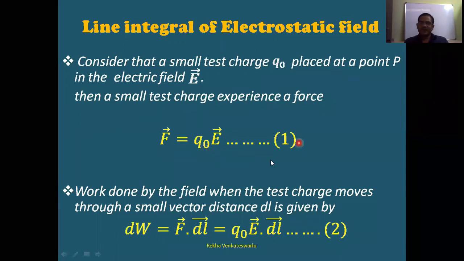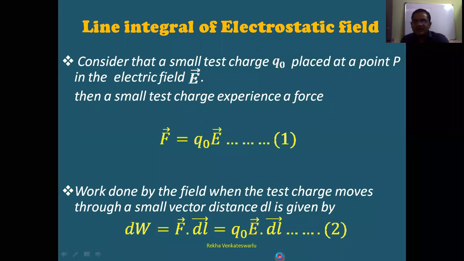Say equation 1. Now, the work done by the field when the test charge moves through a small vector distance dl bar is given by dW equal to F bar dot dl bar. Work done is the force dotted with the displacement vector. Here the test charge Q naught gets the displacement dl bar. Then the work done equals F bar dot dl bar. But F bar equals Q naught into E bar, so that is substituted here: Q naught E bar dot dl bar.